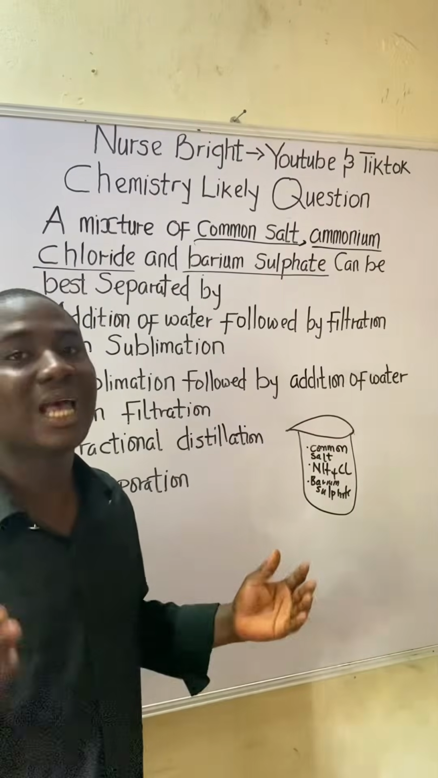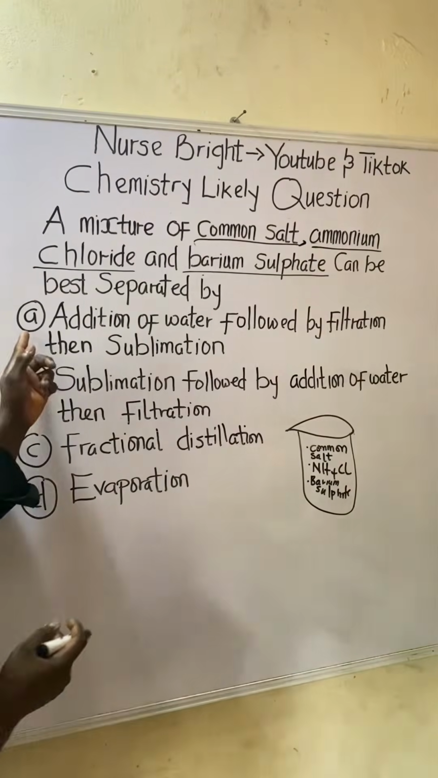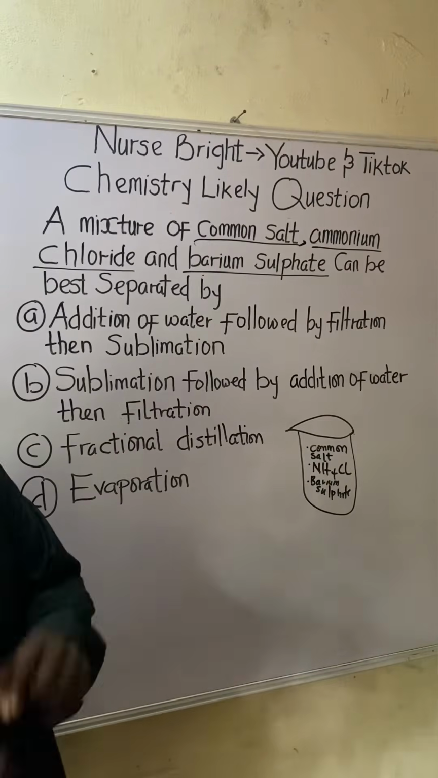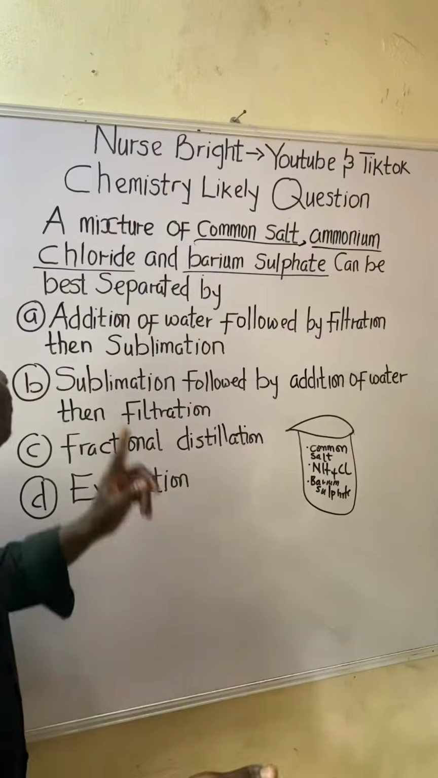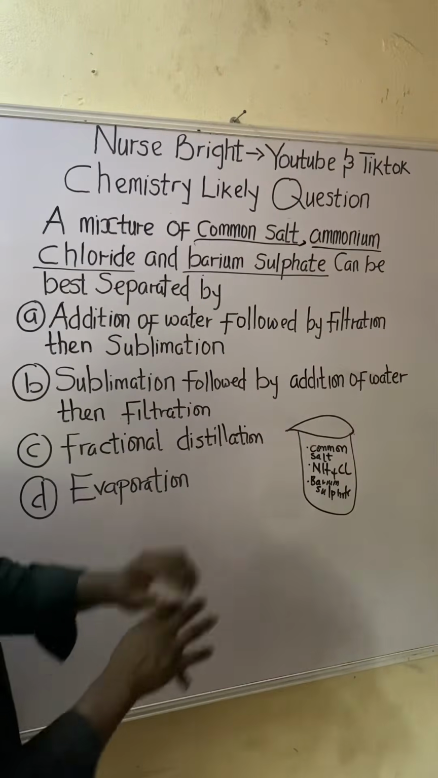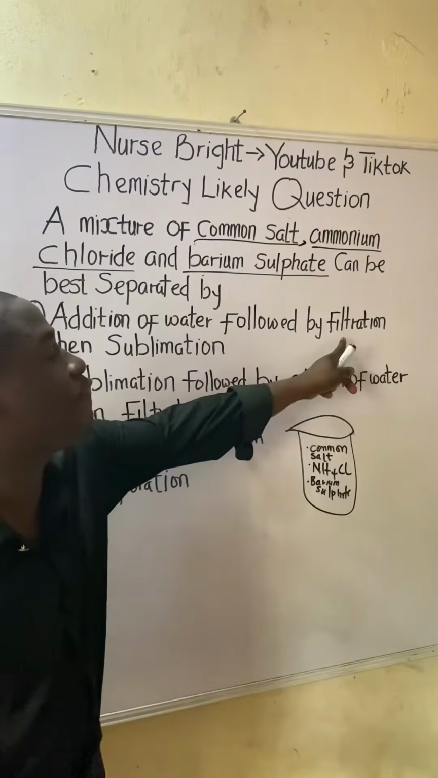What we do is actually very easy. So option A says addition of water, followed by filtration and then sublimation. Now, before I start analyzing, I already see filtration.